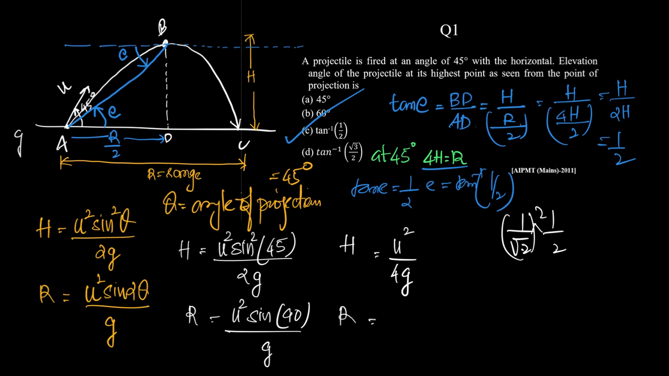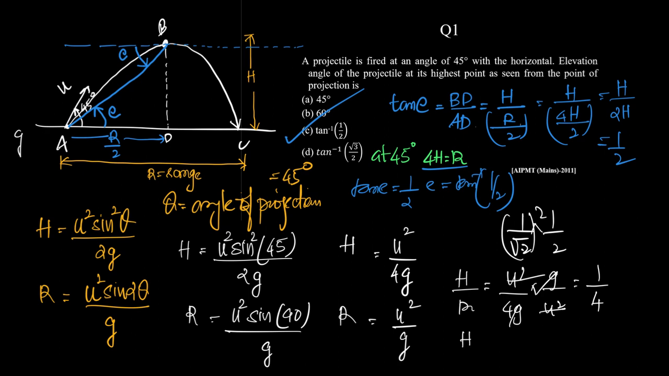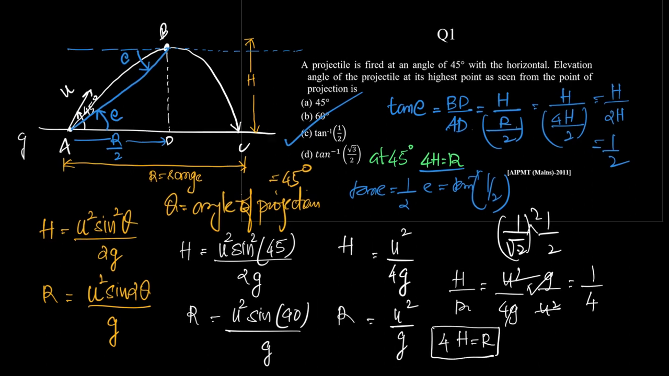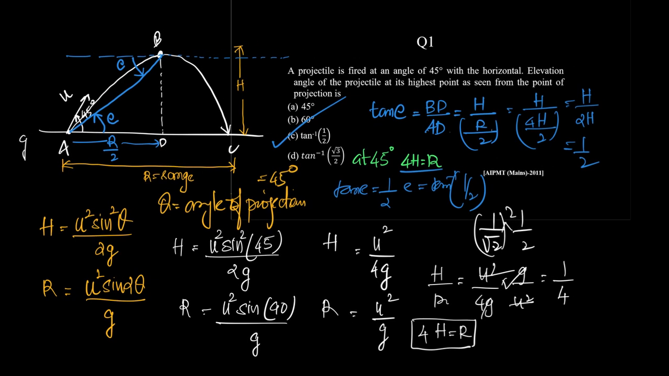And what is R equal to? Sine 90 is 1. So we get this as U square by g. Now what is H by R equal to? H by R will be equal to U square by 4g into g by U square, which is equal to U square by U square is 1, g by g is 1. So what we get is 1 by 4. So that is how we get 4H is equal to R. So I think that part is also clear.